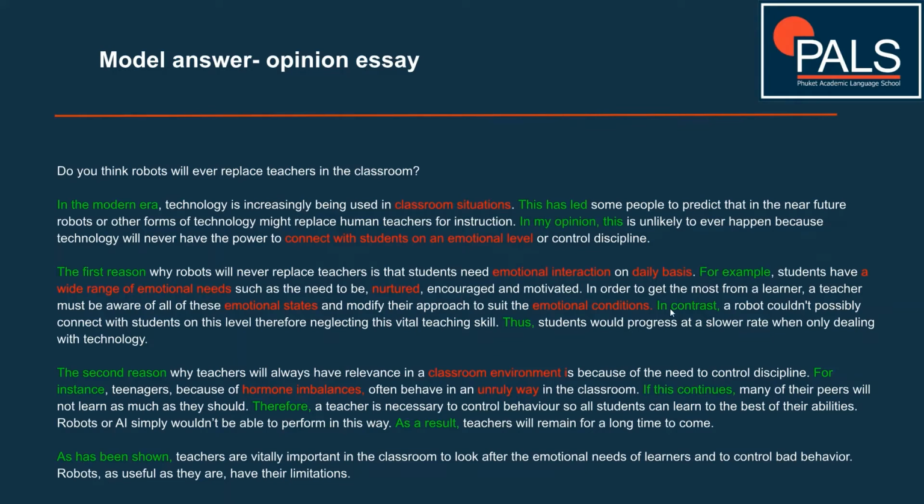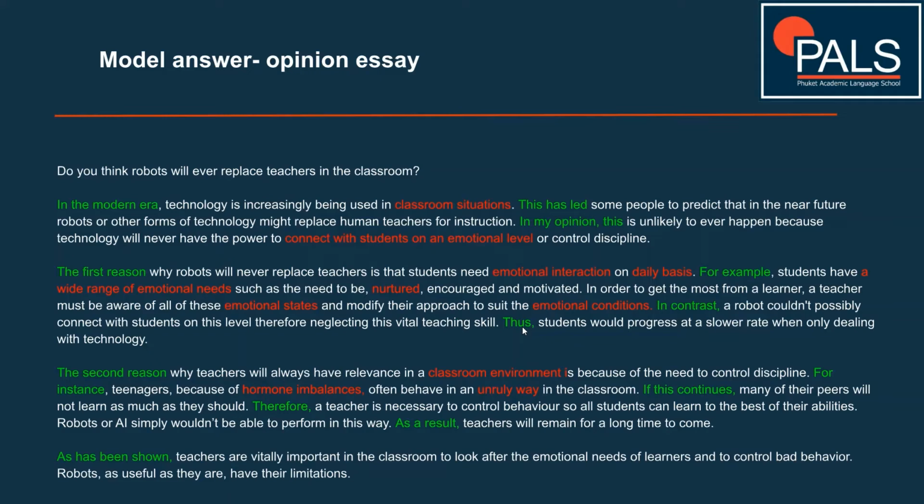Then what we do is we give a little contrast here. Now, this is a nice little trick in paragraph development. You can contrast it and show the opposite. In contrast, a robot couldn't possibly connect with students on this level, therefore neglecting this vital teaching skill. So there we make a comparison with a robot and show that the robot could not perform this task. Therefore, the human is needed in the classroom. Then we use the word thus. Thus is the same as so or therefore. It shows a result.